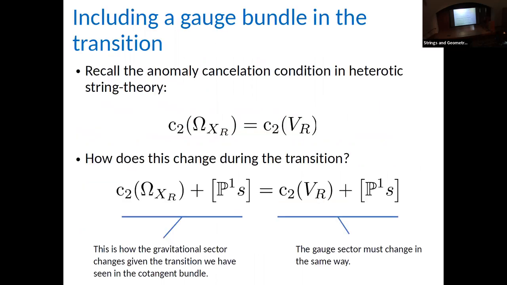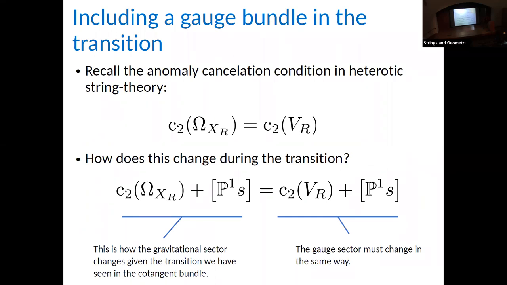Okay, so now I want to use the fact that I just observed that the cotangent bundle appears to be doing something like a small instanton transition in the conifold, and now I want to extrapolate what I need to do to the gauge sector in order to effectively balance out or continue the smooth control of this theory. So recall that, let's start at the level of charges.